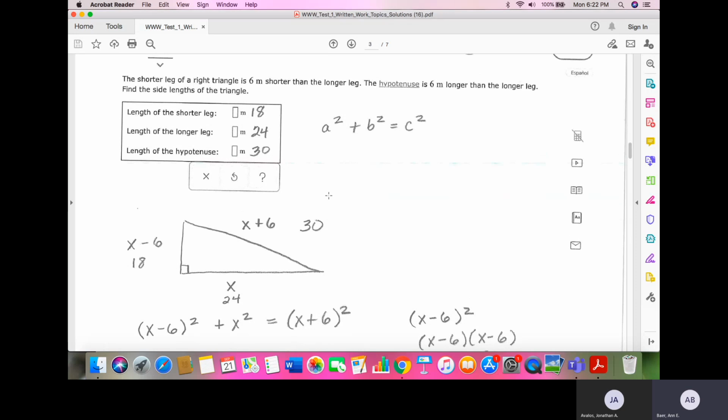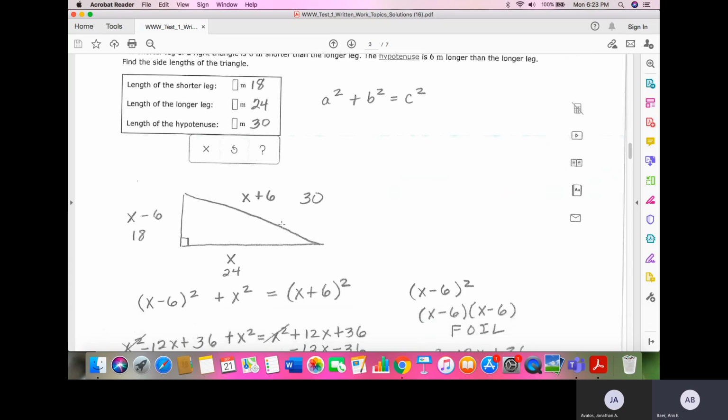So let's go back and reread. The shorter leg of a right triangle is 6 meters shorter than the longer leg. Well, we're letting the longer leg be X. 6 meters shorter means X minus 6. So the other leg we can represent as X minus 6. And then the hypotenuse is 6 meters longer than the longer leg. The longer leg is X, and this is 6 meters longer, so it would be X plus 6. So that's how we can represent this side.